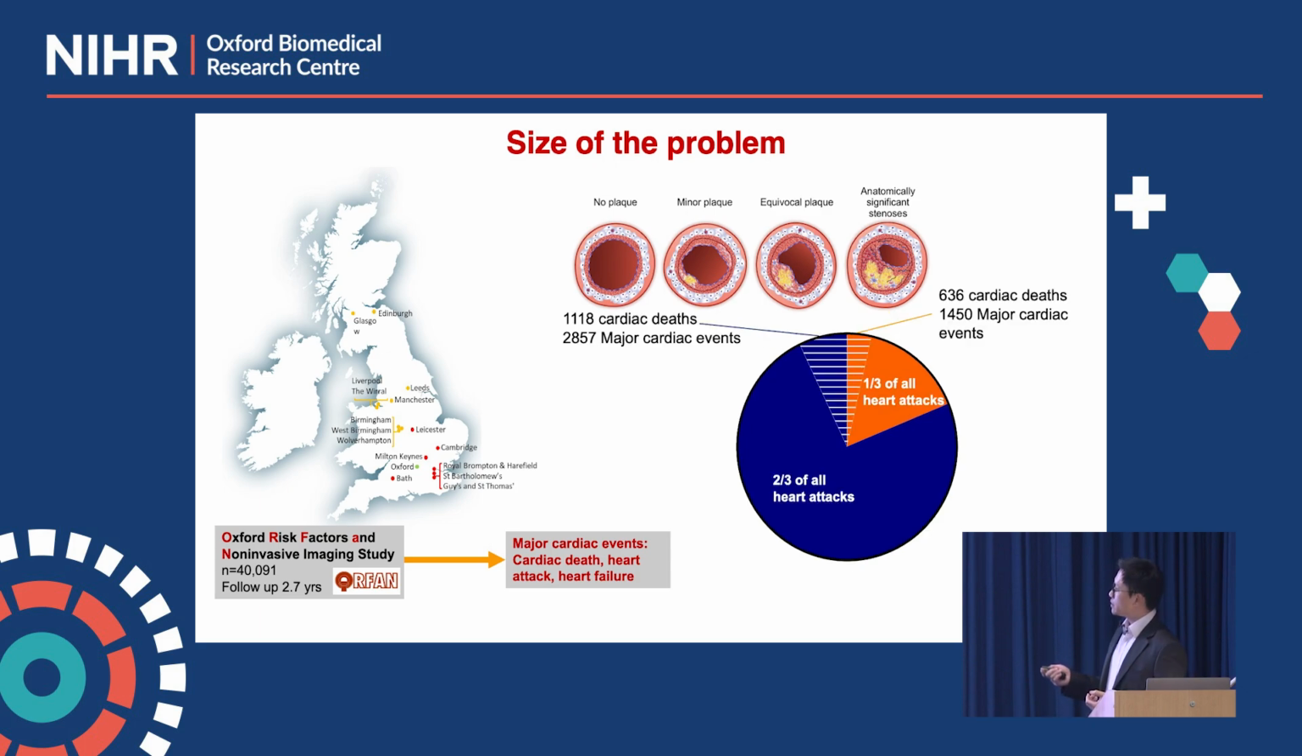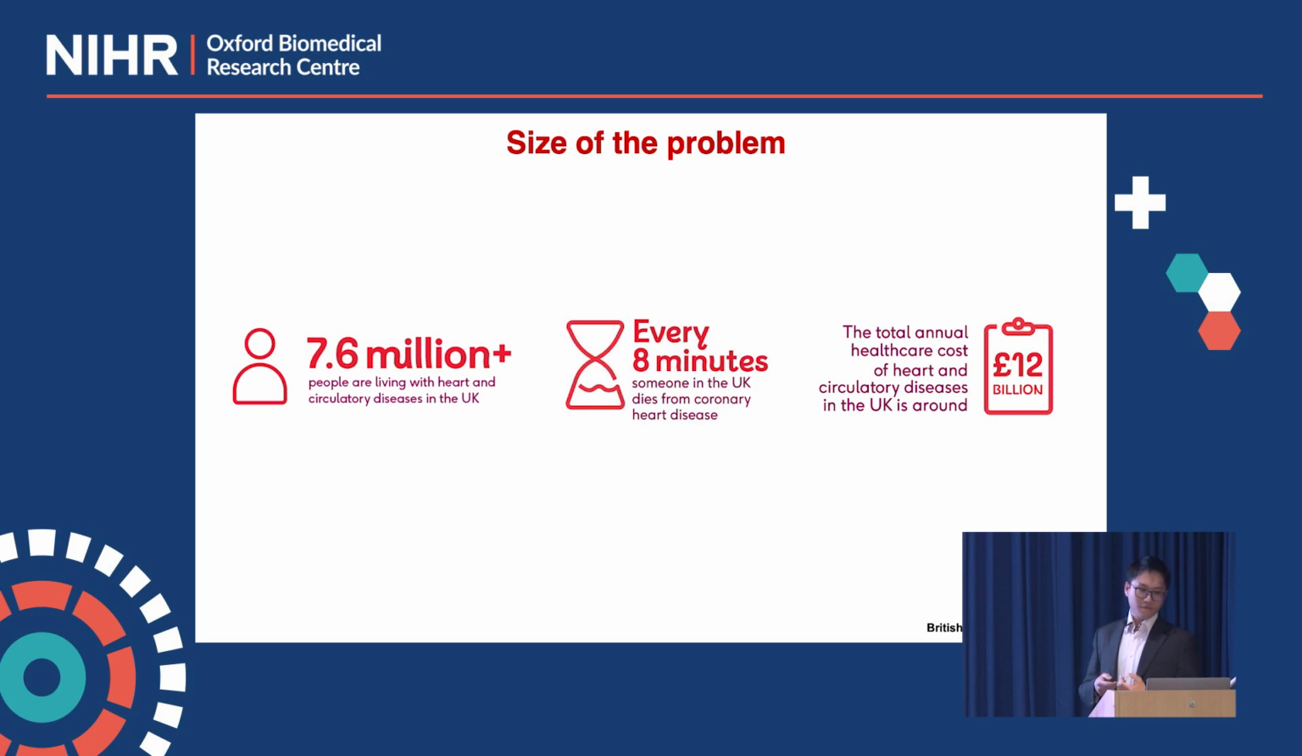But what we found is that because there are so many of these patients, two-thirds of all the heart attacks actually occurred in this population of people. And this contributes to the unmet need of the scale of the problem we're facing for cardiovascular disease in this country, affecting 7.6 million patients, and every 8 minutes someone dies from coronary heart disease, and this is putting a lot of financial pressure on the health system. So how do we address this?